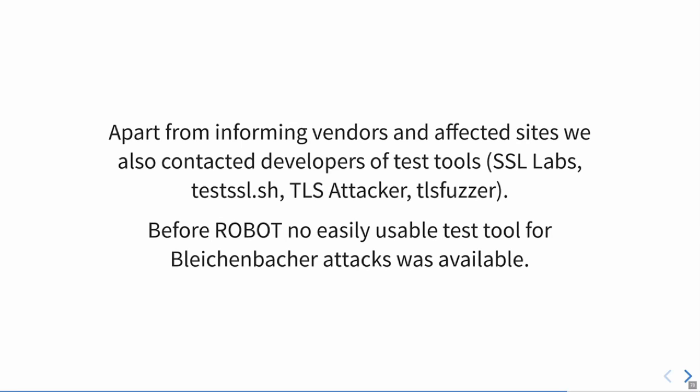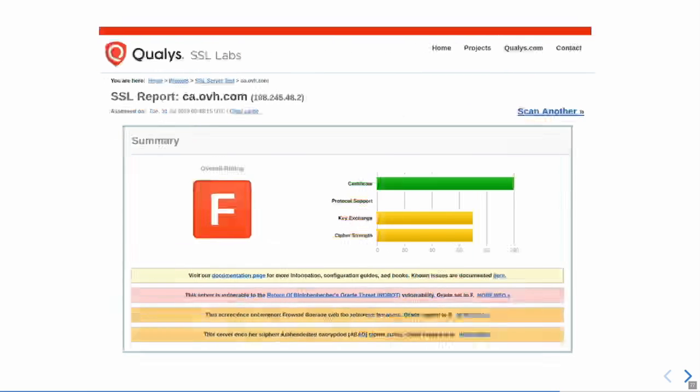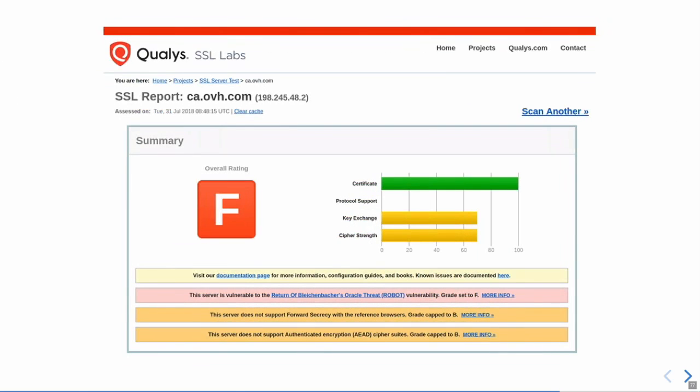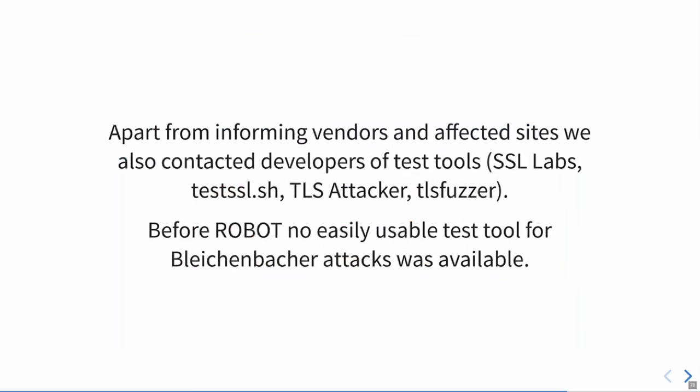So we reached out to SSL Labs and they added a check for it. And as you can see here, now you get an F if you're vulnerable to this attack. We reached out to Test SSL, which is a very powerful SSL testing tool, which is written in Bash. So quite impressive. TLS Attacker, which is written by one of our co-authors, and TLS Fuzzer, which is from a Red Hat developer. And also Tripwire IP360 will scan for it as well.